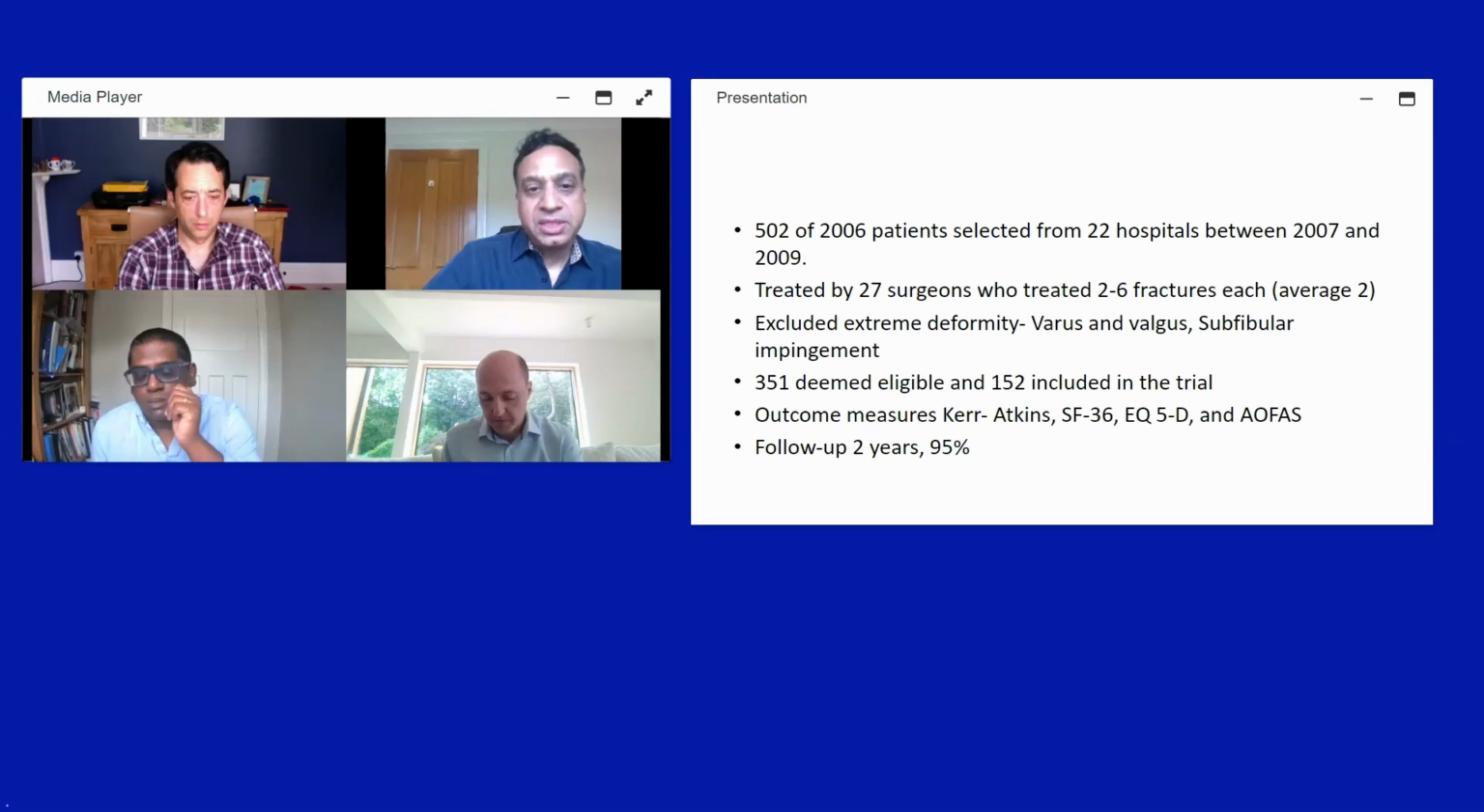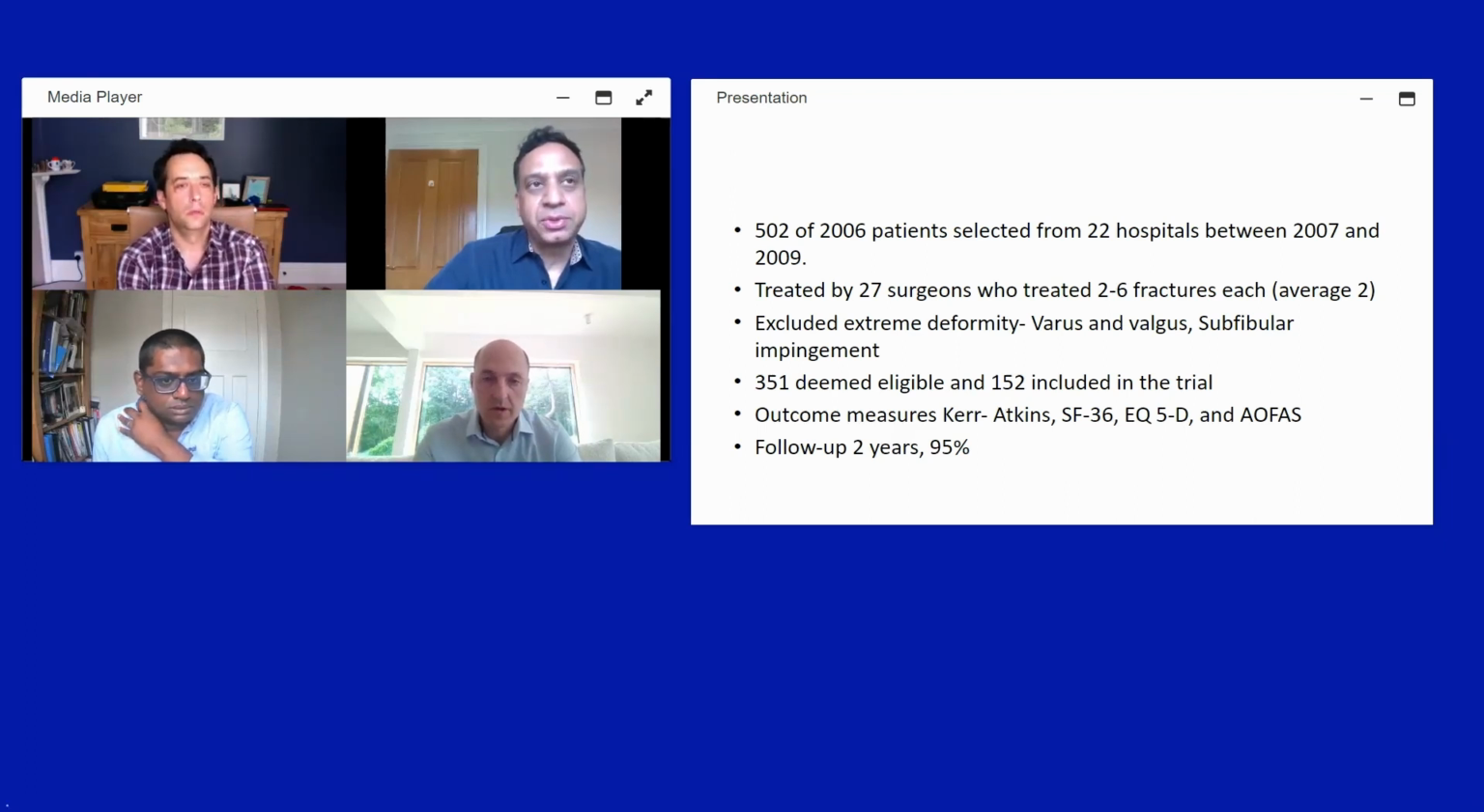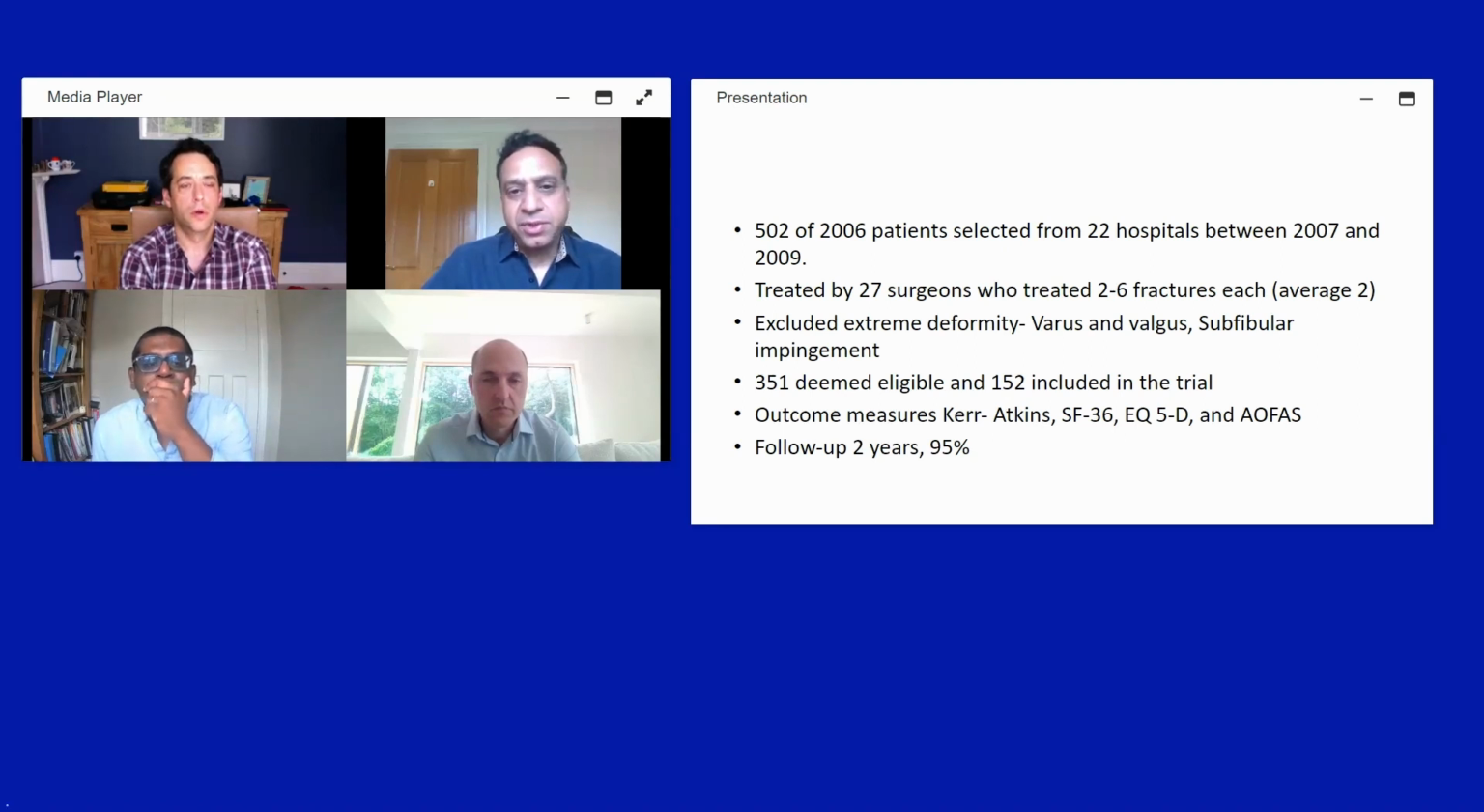And if we look at it, 27 surgeons treated these fractures, making an average of 2 per surgeon caseload for open reduction tunnel fixation. In the end, 152 patients were included. One of the exclusion criteria for this was if the injury was severe enough to require surgery, those patients were excluded. The outcome measures were Kerr-Atkins, SF36, EQ5D, and they were fastened. The follow-up was for 2 years.